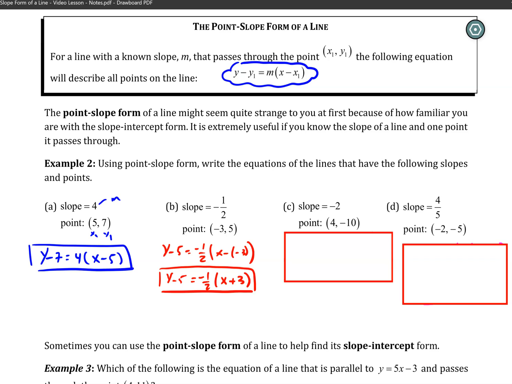All right, so I'll give you guys an opportunity to pause the video. I want you guys to try C and D, and then we'll come back and I'll reveal the answers. So take a chance to pause it right now and see what you can do.